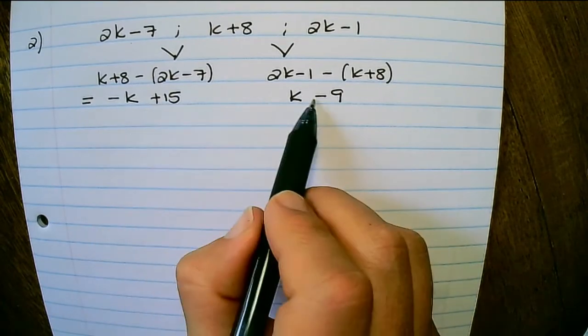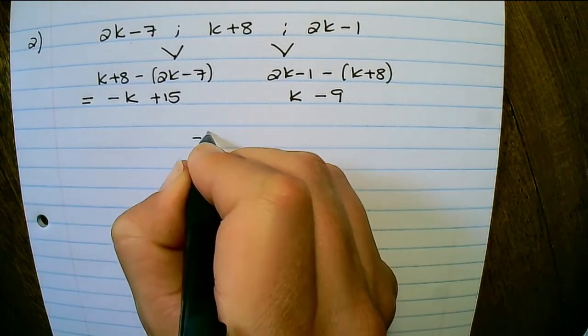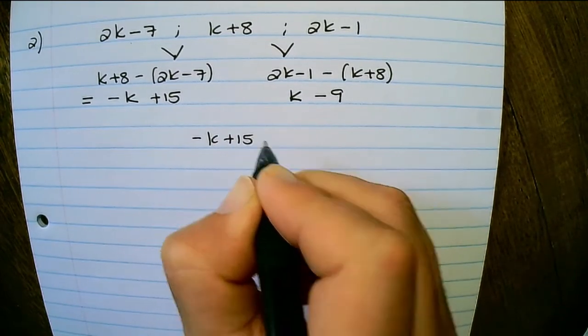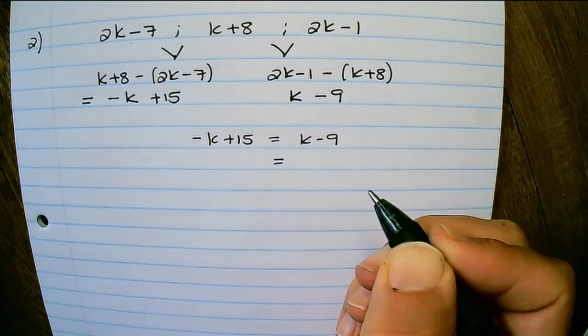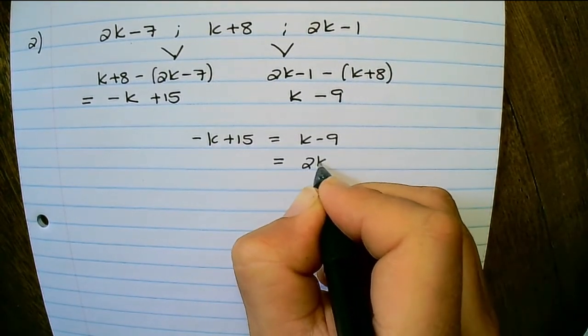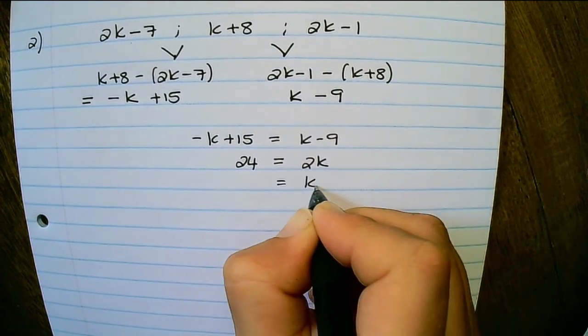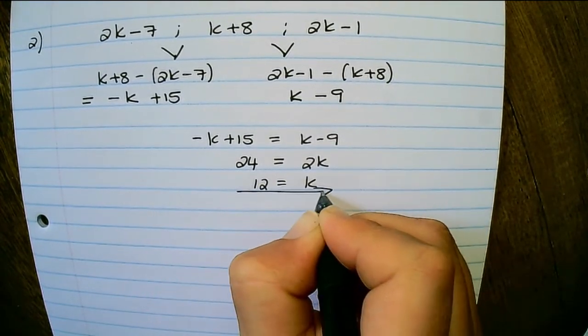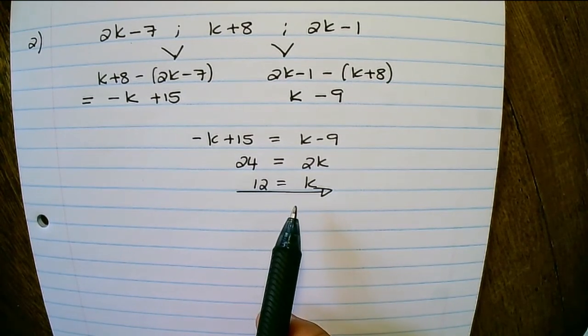But these are our first differences, and these two are equal to each other. So negative k plus 15 is equal to k minus 9. Now I can solve for k. Therefore, k is equal to 12. But this is not the question. The question said calculate the value of the 15th term.